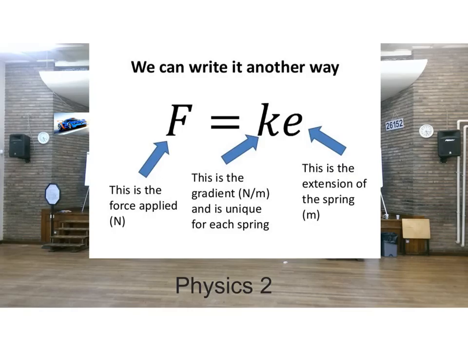The extension is the difference between the length of the spring and its original length. Hooke's law tells us that the extension of a spring is directly proportional to the force applied to it, provided the limit of proportionality is not exceeded. The spring constant of a spring is the force per unit extension needed to stretch it.